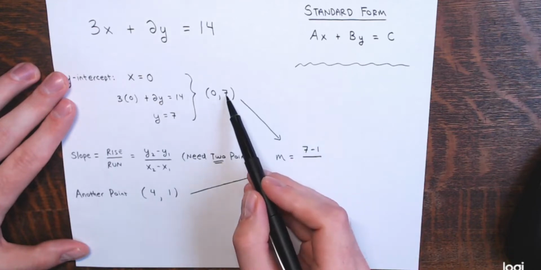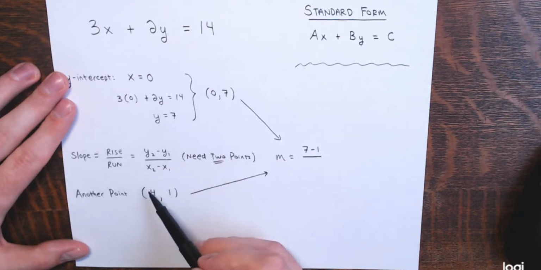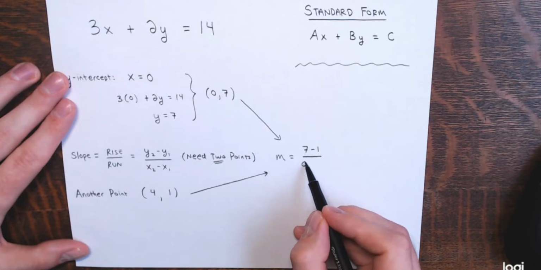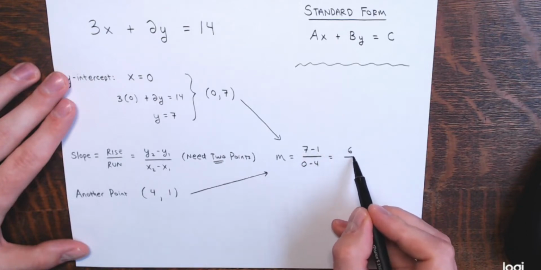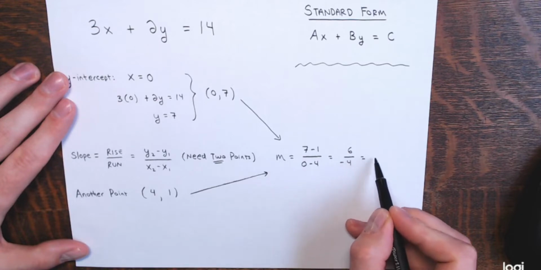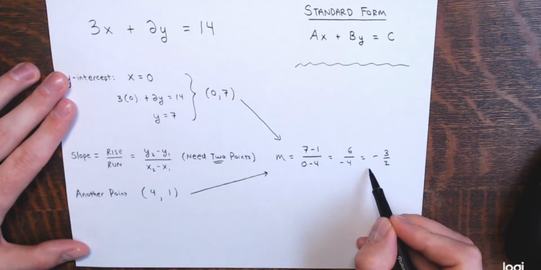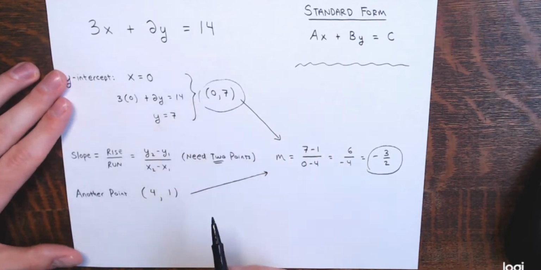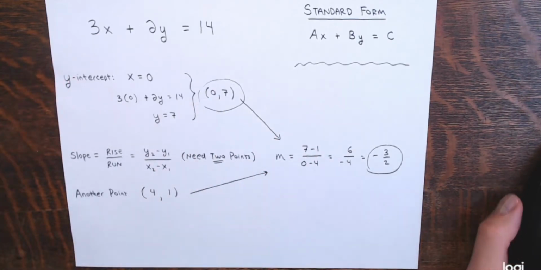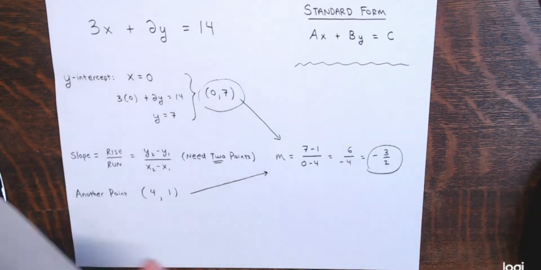And since I did 7 minus 1, I have to take the change in x in the exact same order, 0 minus 4 in the denominator. And this is positive 6 in the numerator, negative 4 in the denominator. This would be negative, and then 6/4 reduces to 3/2. Right? And there's the slope. Here's the y-intercept, right? So those are correct. Those should be correct. I found the slope. I found the y-intercept. We can make a graph of this pretty easily as well.